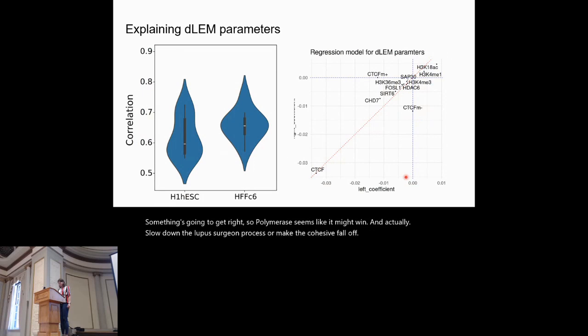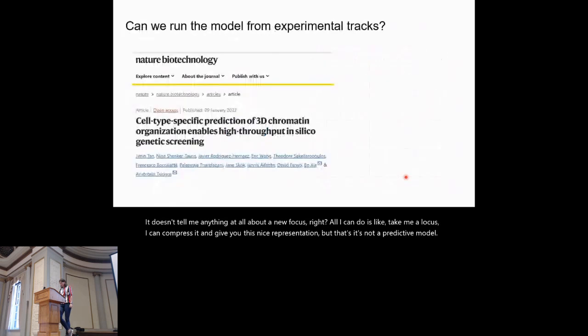So, okay, we have this nice compression model, but we were thinking, well, this is not a predictive model. If I fit something to one locus, it doesn't tell me anything at all about a new locus, right? All I can do is take a locus and compress it and give you this nice representation, but that's it. So it's not a predictive model. But of course, we have these really nice predictive models, and we were wondering, can we actually turn this into a predictive model?